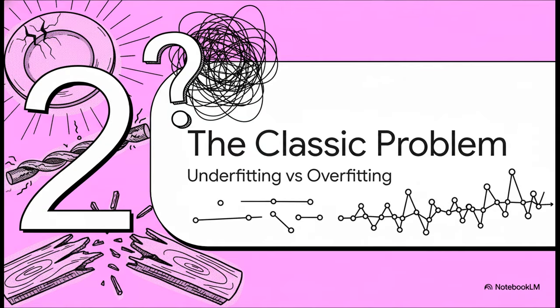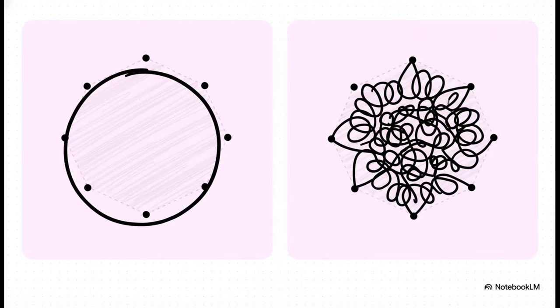This lack of data, this scarcity, leads us straight to what's called the classic modeling problem. This really shows us how the old school methods have tried to solve this and often failed. And this brings us to two huge pitfalls. On one side, you've got underfitting. This is where your model is just way too simple. It's like you're trying to draw a hexagon, but your model just gives you a circle. It totally misses the crucial details.